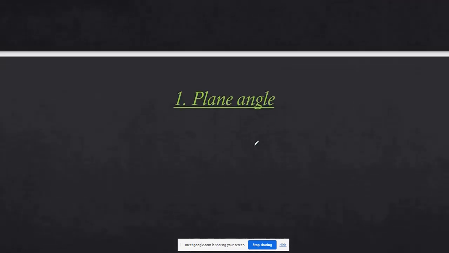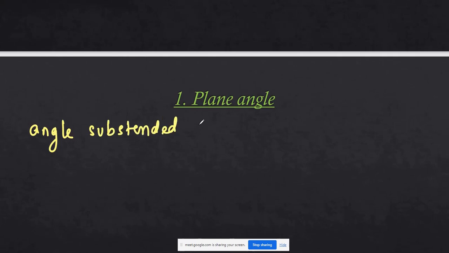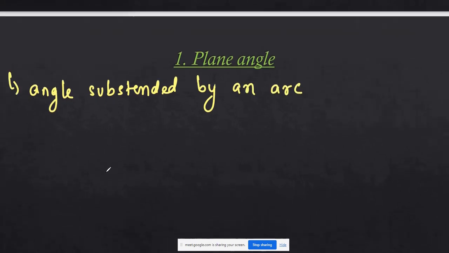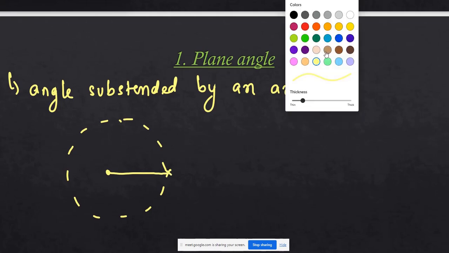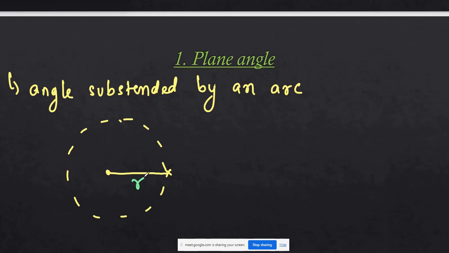First we'll discuss plane angle. What is plane angle? Basically, it is the angle subtended by an arc. Suppose I take the center of the circle like this. Now what do we call the distance from the center to any point on the circle, Sahiti? Radius. So this is r.